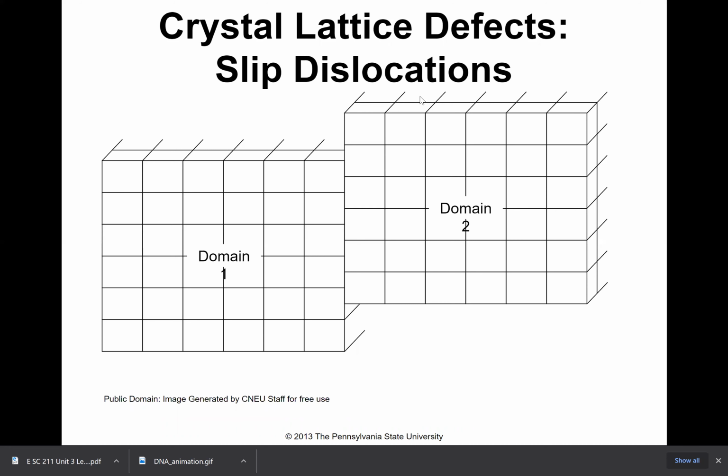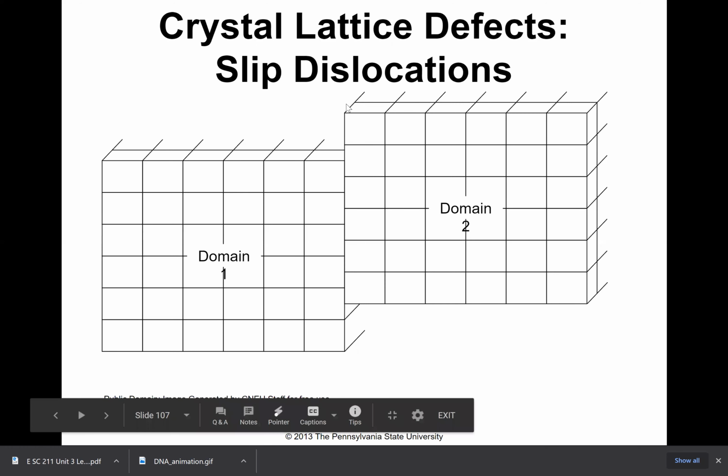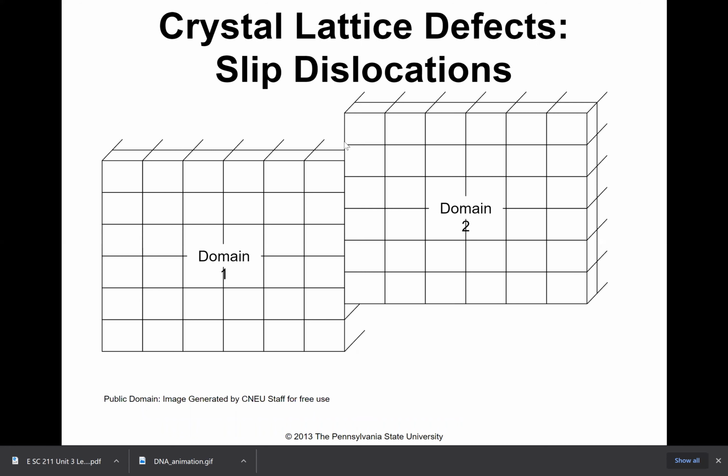And slip dislocation. So this is supposed to continue straight across, but for whatever reason, this little section moved out of place. If I were able to drag this down, it would be right in line. But for some reason, at one of these normal spots where the atoms are lined up, it just moved. So that's a slip dislocation.